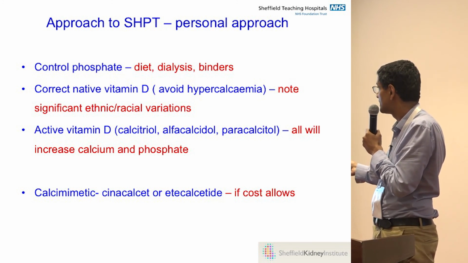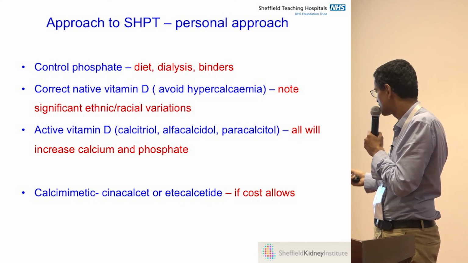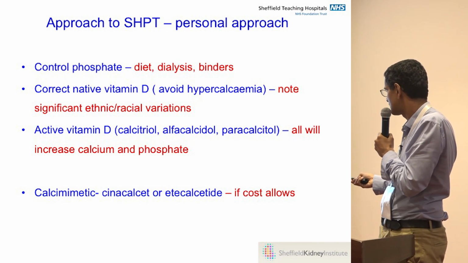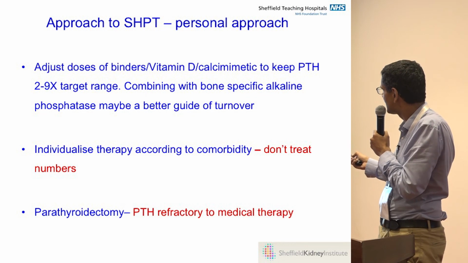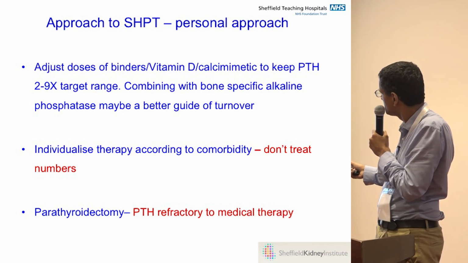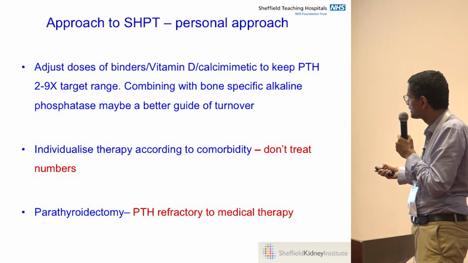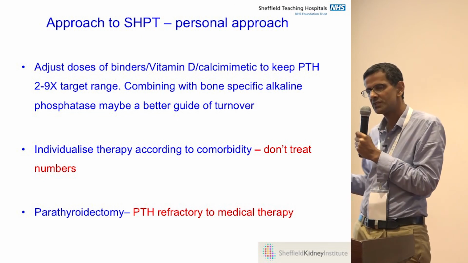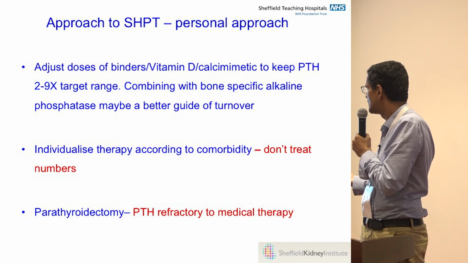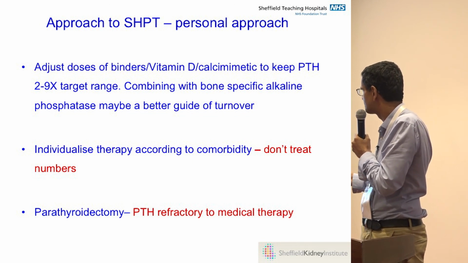Then my next line would be to give an active vitamin D. The downside is they will all increase calcium and phosphate. And then finally, add in a calcimimetic if the cost allows. And as I say, the KDIGO guidelines would recommend keeping your PTH between 2 to 9 times the upper limit of the normal range. And in the future, maybe using alkaline phosphatase or bone-specific alkaline phosphatase may give you a better guide of bone turnover, but it's not really ready for clinical use yet.